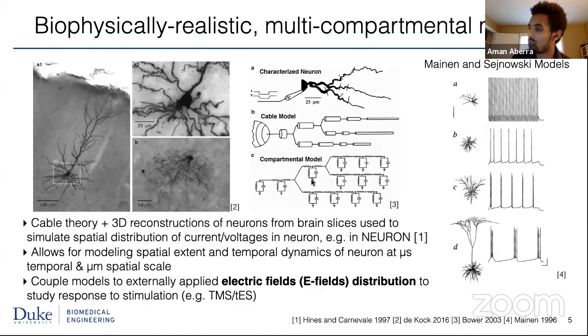Importantly, we can couple these models to electric field distributions, whereas in simpler models we might represent the cell as a single node. We lose the detail of the full axon, the full spatial extent of the neuron, which, as most people know, is very important to determining the integration of both intrinsic activity and the effects of exogenous electric fields on the neural response.